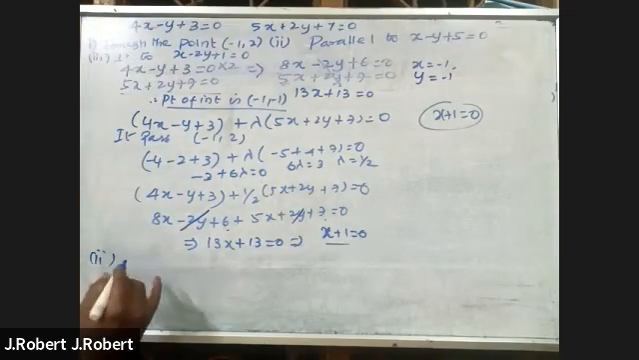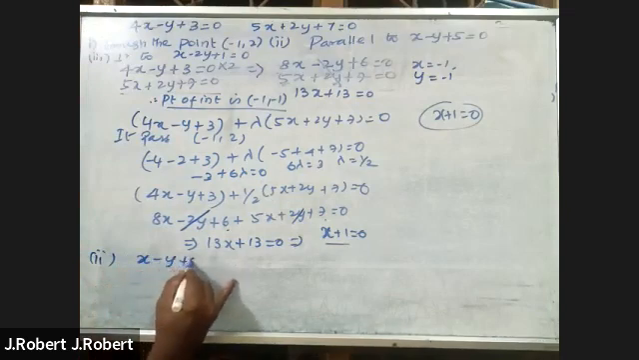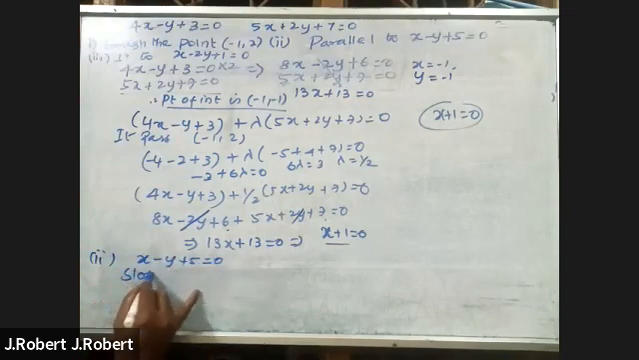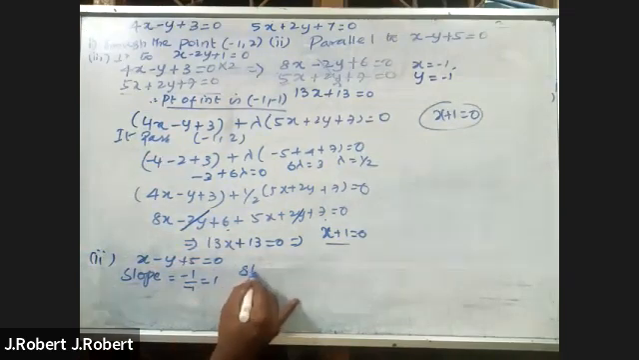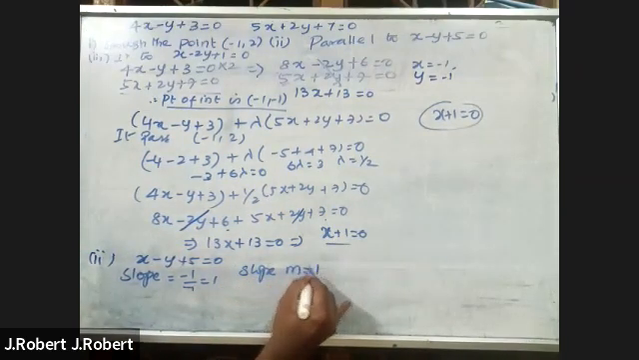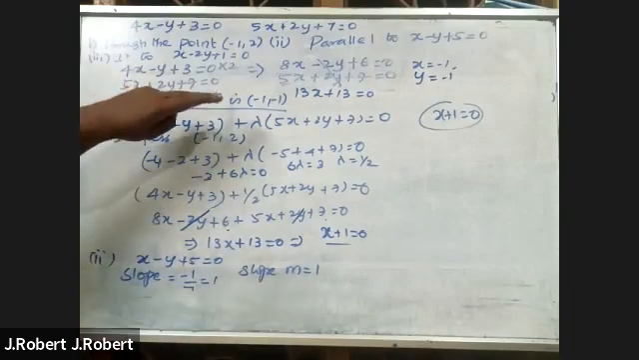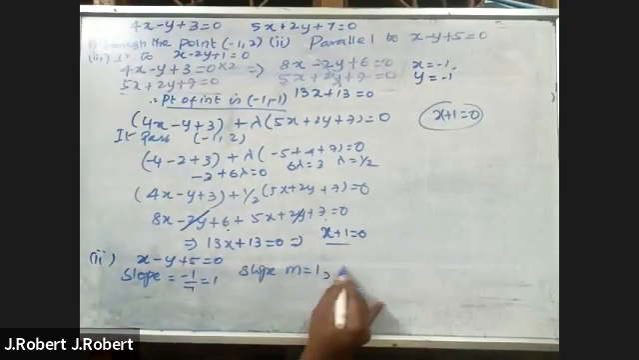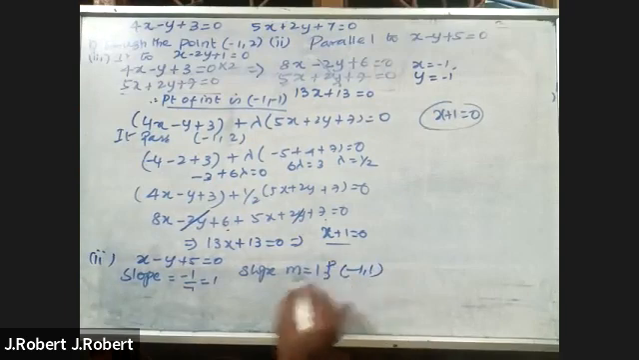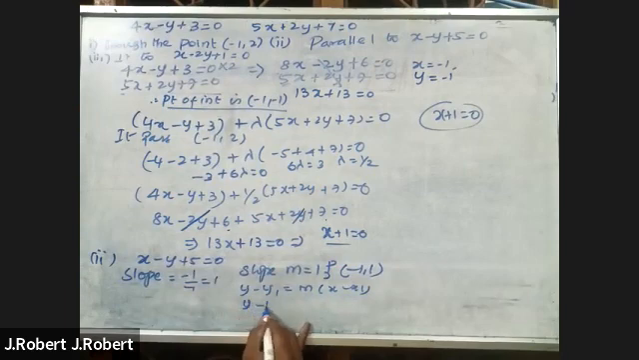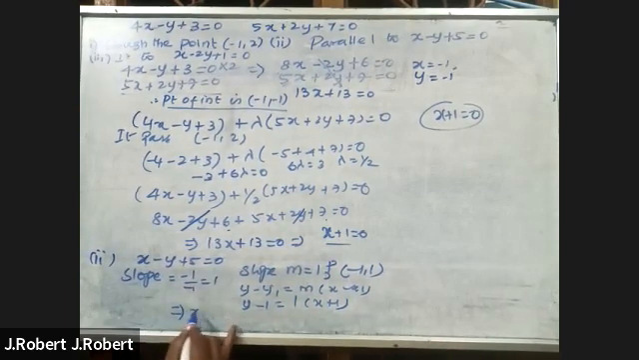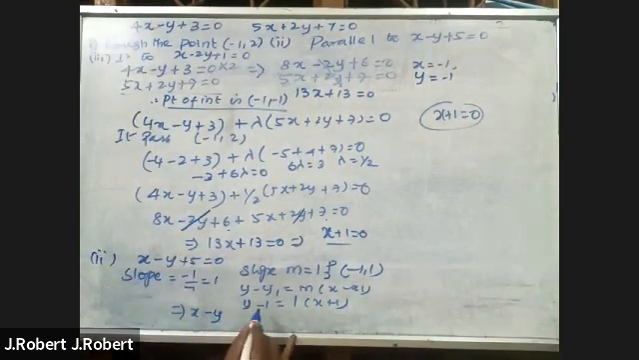Now for the second question, parallel to. It is given that x minus 5 plus 5 equal to 0. For this we have to find the slope. This slope, parallel to m, the slope is minus 1 by minus 1 which is equal to 1. Since it is parallel, the slope will remain the same. m is equal to 1. There is a slope and a point, minus 1, 1. So the point is minus 1, 1. The formula is y minus y1 is equal to m into x minus x1. y minus 1 is equal to 1 into x plus 1.